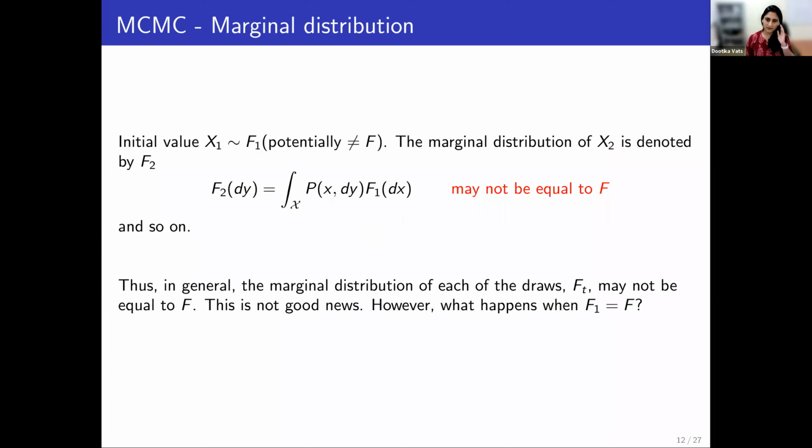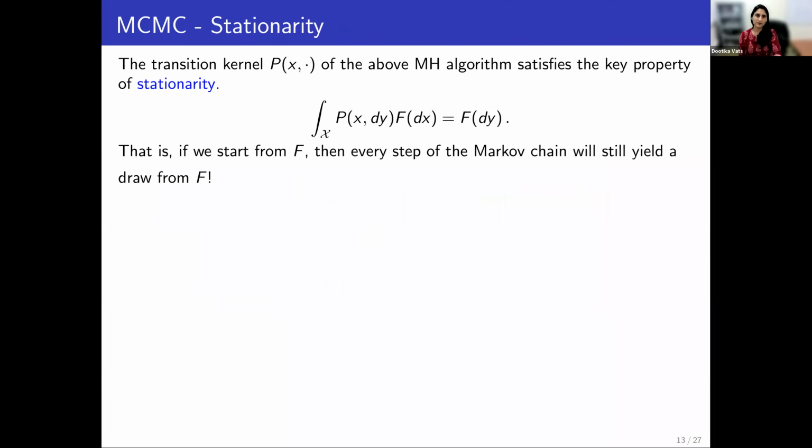So the first thing is what happens when f1 is equal to f. That's something I want to first figure out. If I were to start from f, then what happens? Right? If I can give it a starting value that is a random draw from f, then what happens? That is a property of stationarity, where if I can draw from f and then use that as a starting point, and if I get back f, then that means the kernel I've chosen is f stationary.